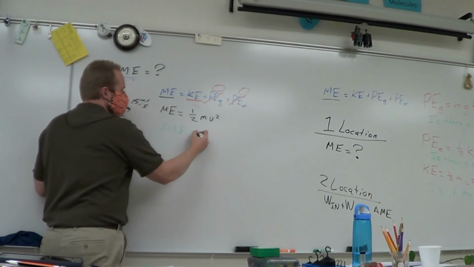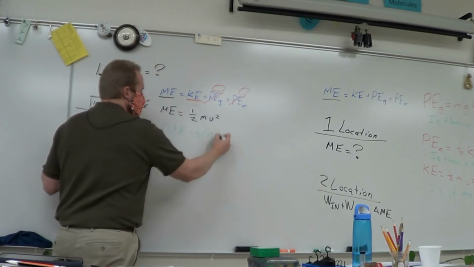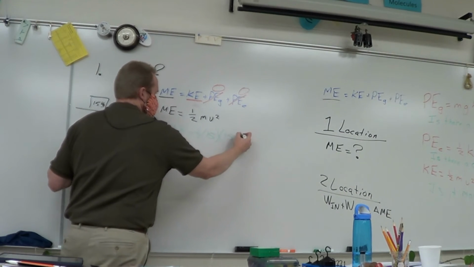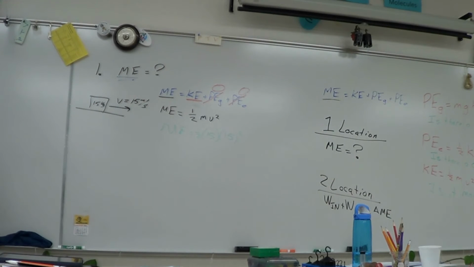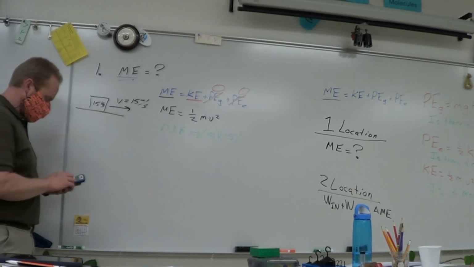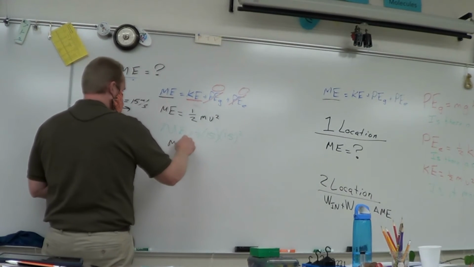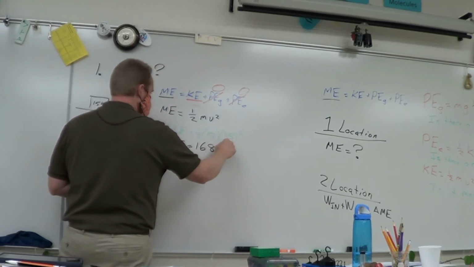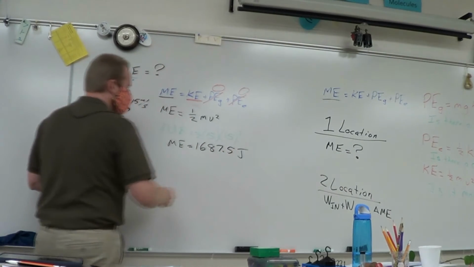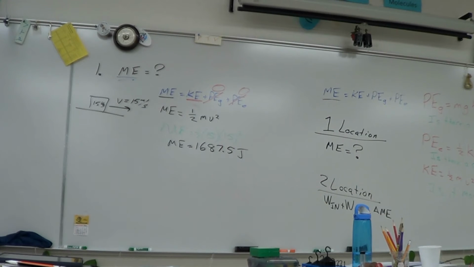ME is equal to 1/2 the mass, which is 15, times our velocity, which also was 15. And we take that and we can square that value. So if we go 0.5 times 15 squared, we get an overall answer of 1,687.5, and all of our energies in work are measured in joules. So 1,687.5 joules is how much mechanical energy this 15 kilogram object has that's moving 15 meters per second.